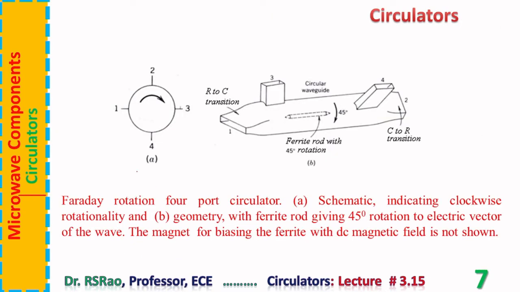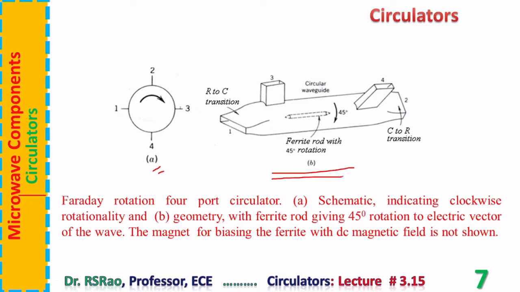Here is shown the structural features of the Faraday rotation circulator. In A is shown its symbol. From the symbol, one can notice that it has a rotationality of clockwise. Therefore, 1 is connected to 2, 2 is connected to 3, 3 is connected to 4, 4 is connected to 1. Or 1 is connected to 2 only, 2 is connected to 3 only, 3 is connected to 4 only, 4 is connected to 1 only.